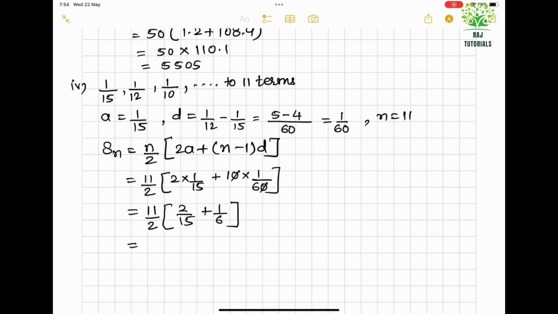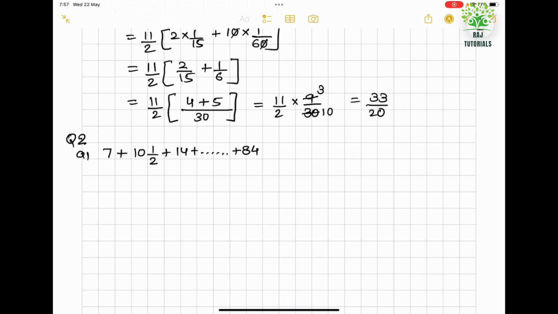So 15 and 6, LCM will be 30. So 30: 15 twos are 30, so 2, and 6 fives are 30, so 5. So this came as 11 upon 2 into 9 by 30. 3 threes are 9, 3 tens are 30. So it became 33 by 20.